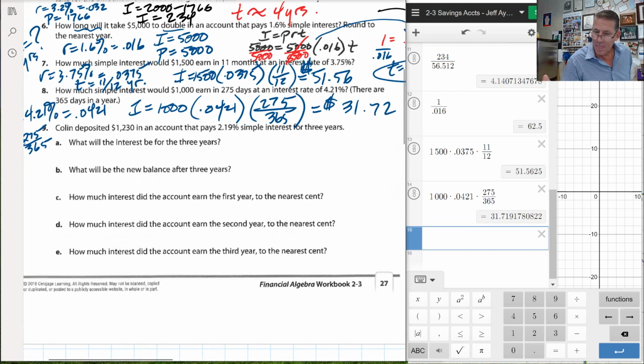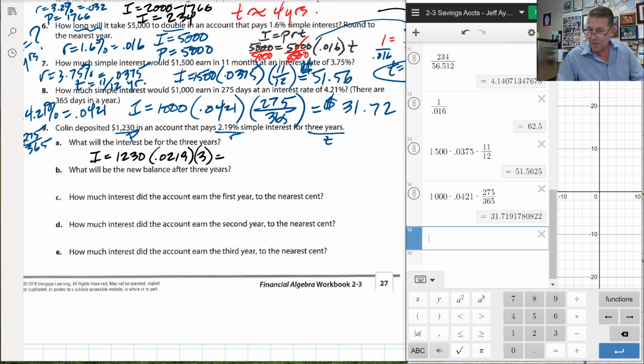Okay. Last one here that I'm going to do. Colin deposited $1,230 in an account that pays 2.19% interest for 3 years. So there's T, and there's R, and there's P. This is P, we got R, we got T. So how much interest would be earned in 3 years? So here we go, first one first. Let's take $1,230, multiply it by your interest rate, 0.0219, times 3 years.